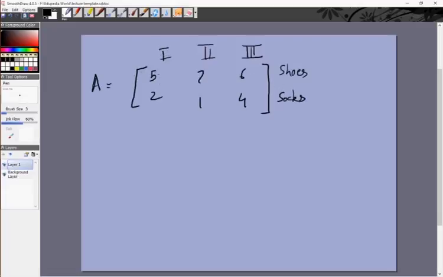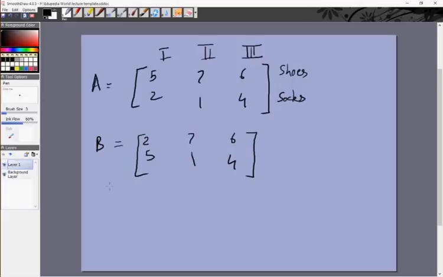Now note where the number is has significance here. If I took another array B, a similar array which would have the numbers shuffled around, 2, 5, 7, 1, 6, 4, then these two would mean very different things, right? In the second and third factory it would be the same, but in the first factory, the first one says you have 5 shoes and 2 socks, the other one says you have 2 shoes and 5 socks. So we see that the position of a number is also important after you've decided what the matrix stands for.